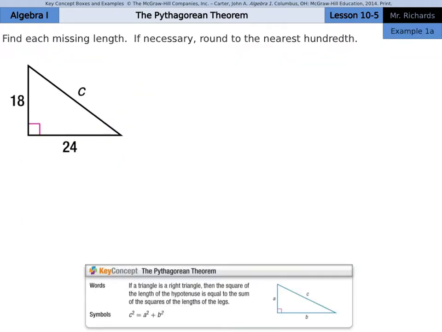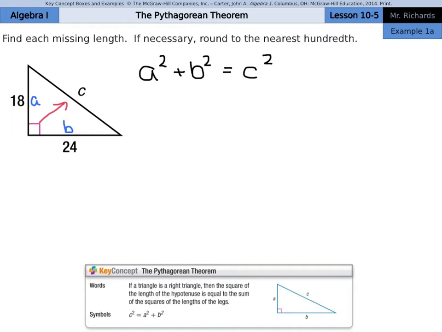In our first example, we have: find each missing length. If necessary, round to the nearest tenth. I think it's important to label our sides first. Our legs are those that form the right angle, so our legs are here, a and b. And that side that's opposite the right angle is c. And so we can write our Pythagorean theorem, a squared plus b squared equals c squared.